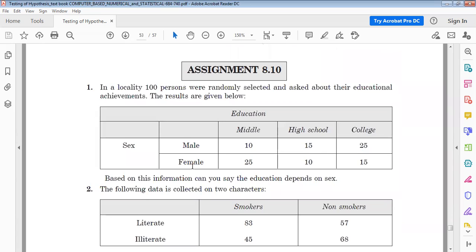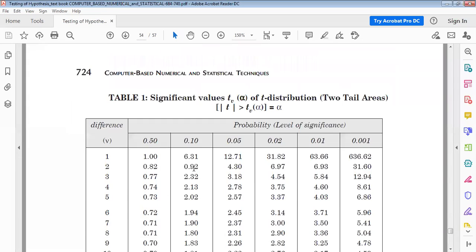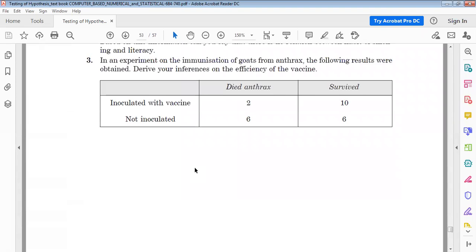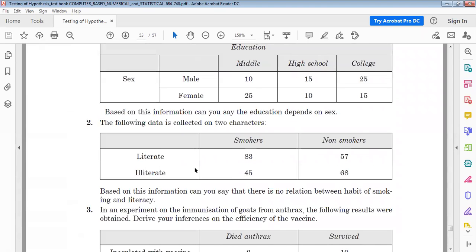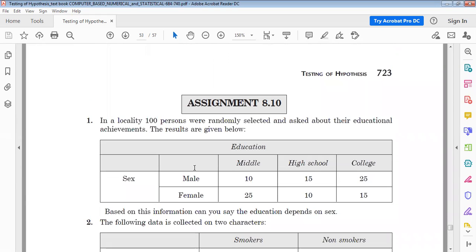So applying the same procedure, example 1, 2, 3, you have to calculate. Example 1, 2, 3. Understand? And in the next class, we'll give you some examples like this.